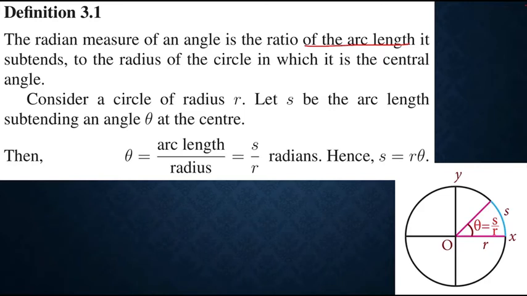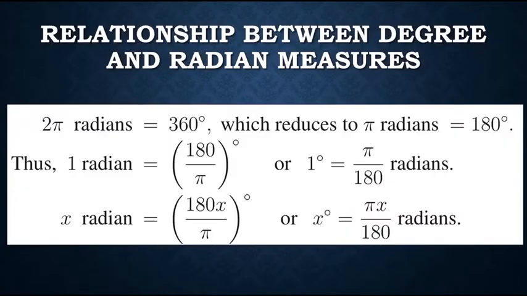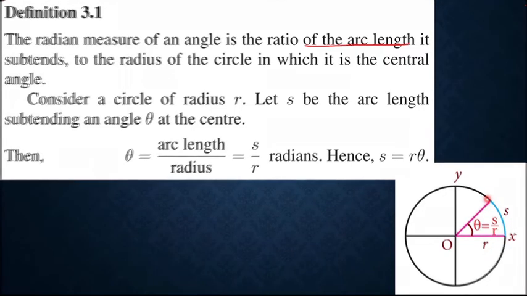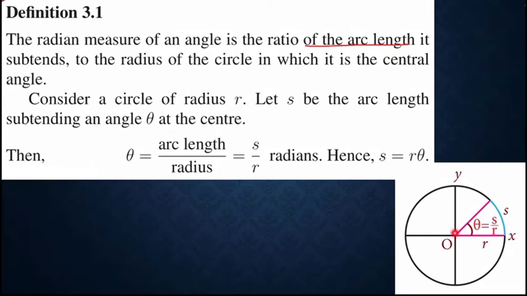Now, look at the diagram. It is the circle of radius r. Here, this spot is a sector, right? In this sector, r is the radius and s is the arc length. This is the arc length. What is a sector? A sector is a part of a circle which is enclosed by two radii and an arc.